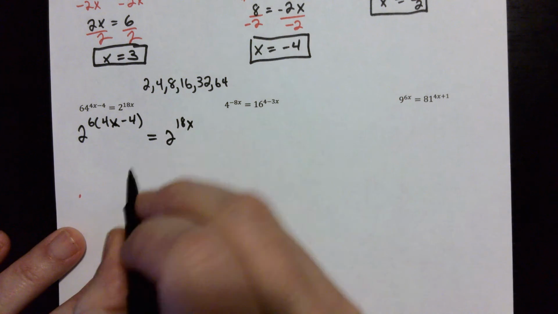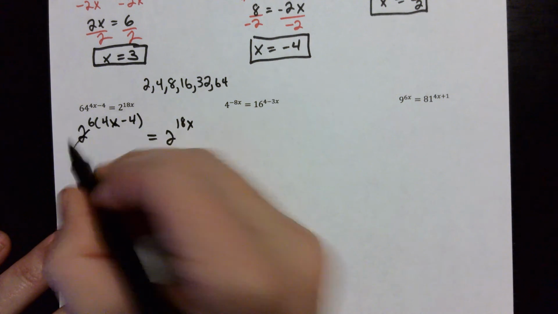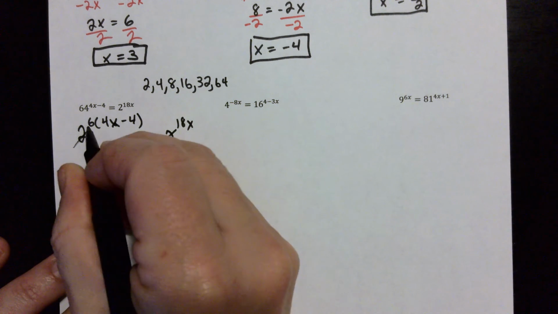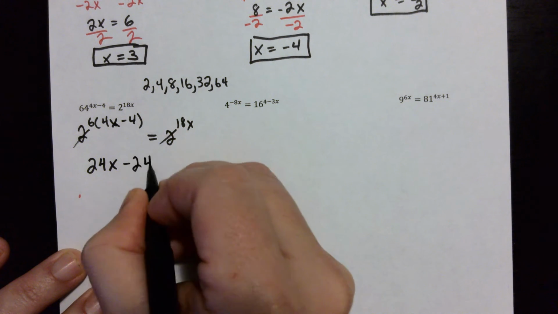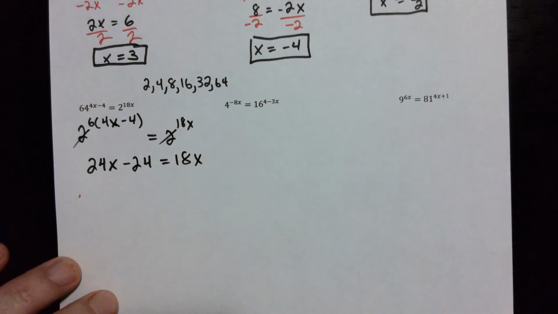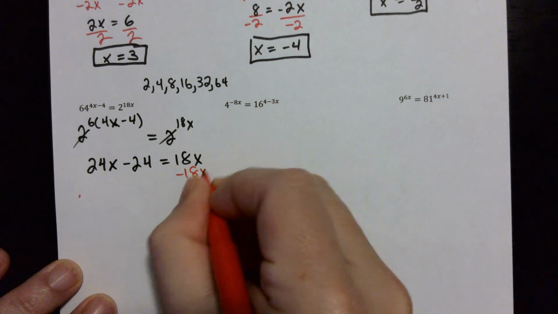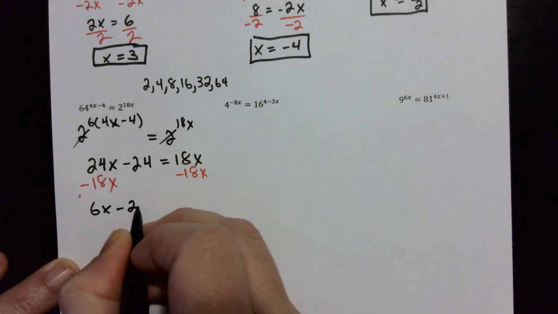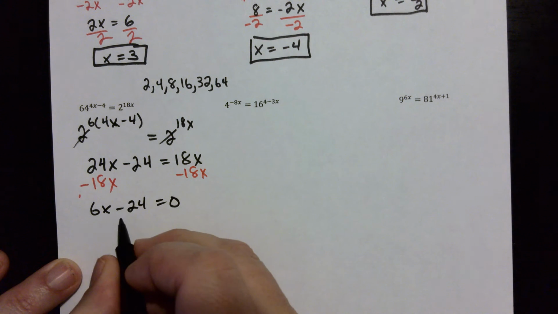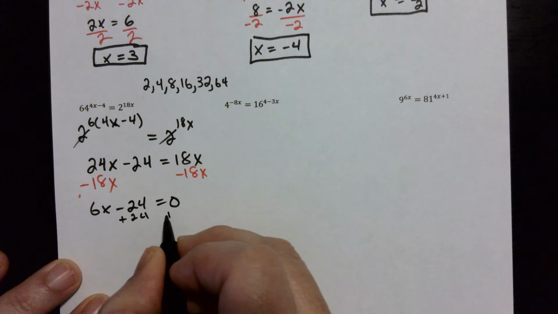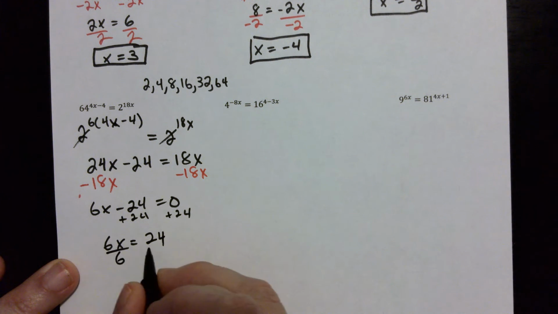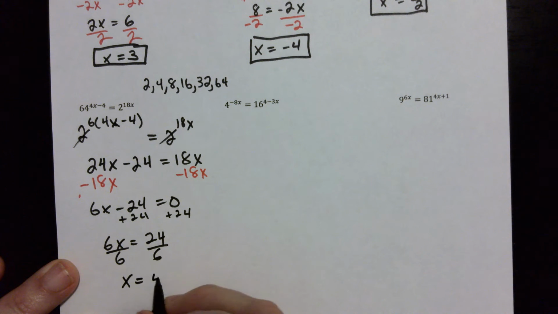Now we can drop the bases and go ahead and distribute. So 6 times 4x is 24x, and 6 times negative 4 is negative 24, equals 18x. Now I can subtract 18x from both sides, 6x minus 24 equals 0. Then I can go ahead and add that 24 over there. So I get 6x equals 24. Divide both sides by 6, and I get x is equal to 4.